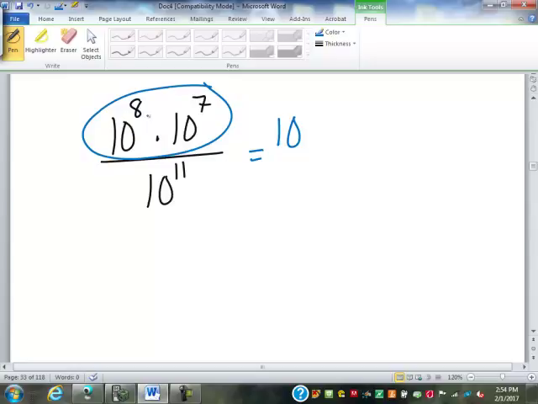10 to the 8th times 10 to the 7th? 10 to the 15th. Very good. We add powers. 8 plus 7. That's over 10 to the 11th. Now when we divide, we get 10 to the 4th.